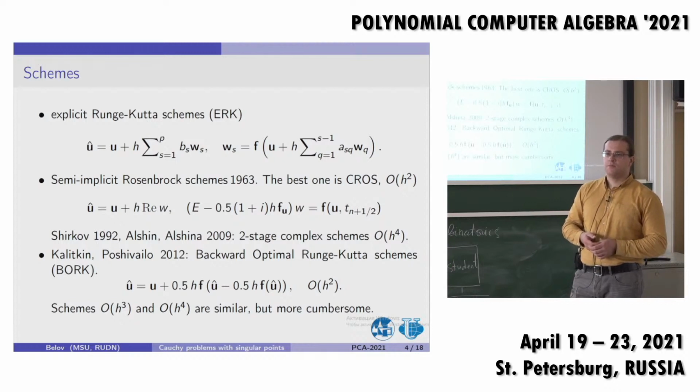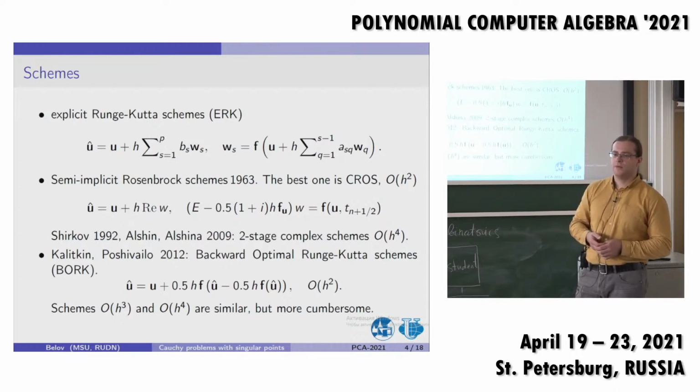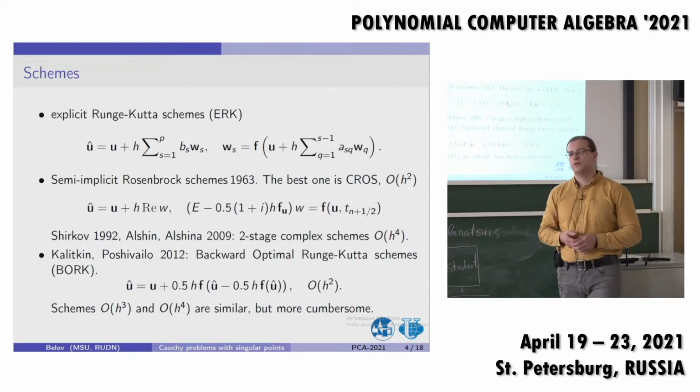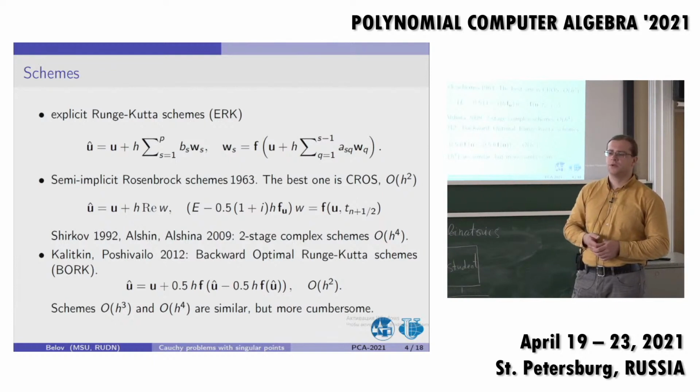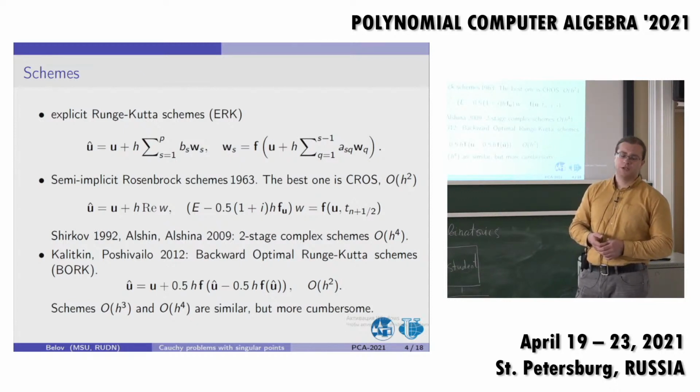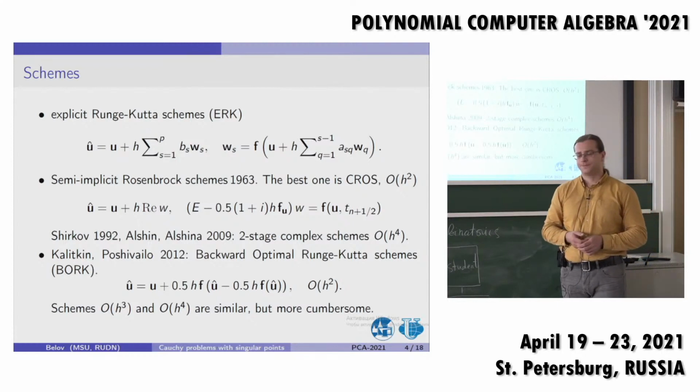Among one-stage schemes, the best one is the complex scheme with coefficient (1+i)/2. This scheme has a second order of accuracy and very good stability properties. Also, it preserves some qualitative properties of the solution, for example, monotonicity. In 1992, Sharkov, and later in 2009, Alshin and Alshina, proposed two-stage complex Rosenbrock schemes. They have fourth order of accuracy.